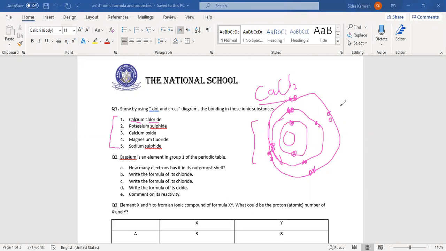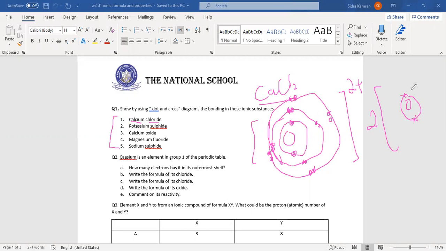In the next shell, there are 2 electrons, but when there is ionic bonding, calcium loses its 2 electrons, so it will contain a 2 plus charge. So no need to write the fourth shell. Next, we have to draw the structure for chloride. So show the electrons of the chloride ion with the cross.